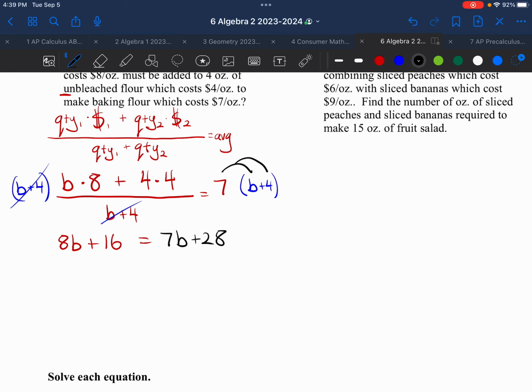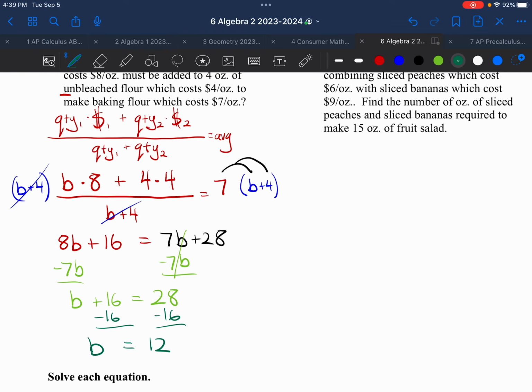And then I have to choose which side I want my variables to be on. I want to put the 7B over here, because if I subtract 7B, I'll get a positive B. And if I do it the other way, I'll get a negative. So I'm going to subtract 7B on the right, subtract 7B on the left. Now I have 1B, or just B, plus 16 is equal to 28. And from here, I can just subtract 16, and I get B is equal to 12.